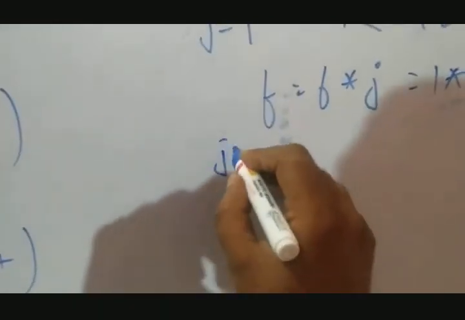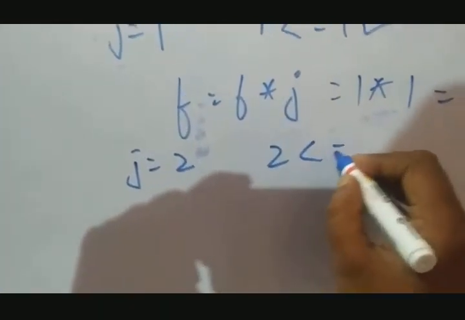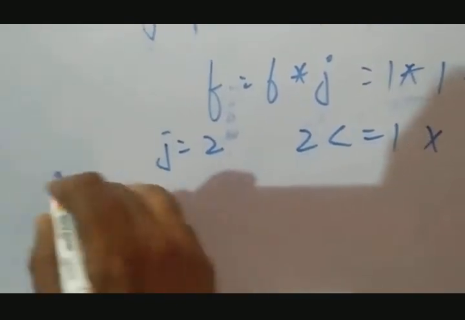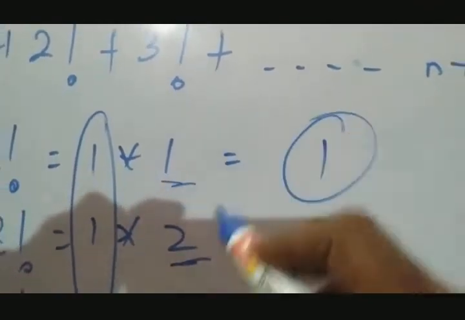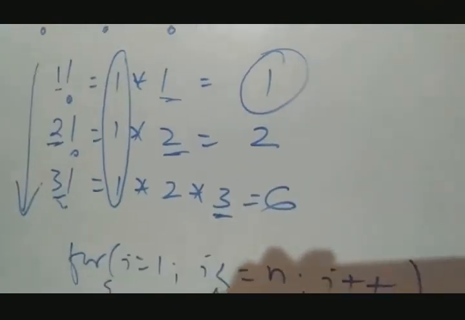Then j changes to 2. 2 is less than equals to 1. False. It comes out of the j loop. Now what is the f value? F value is 1. So it gets printed here, 1. 1 gets printed here. Alright.